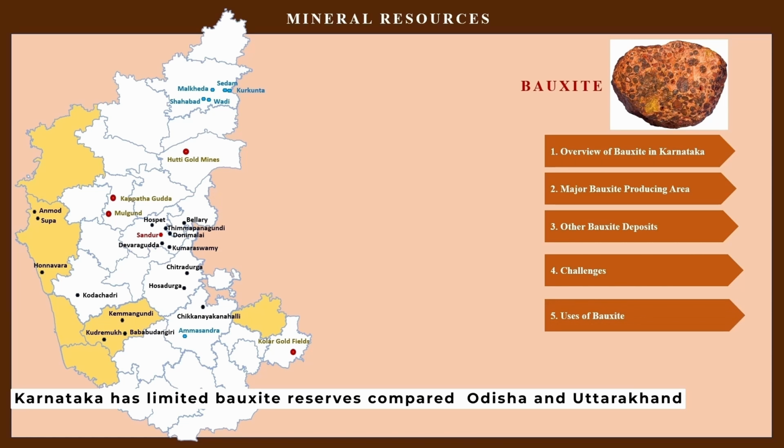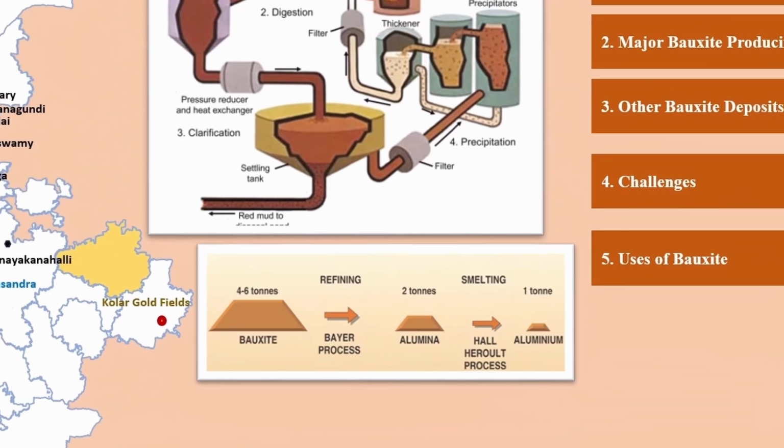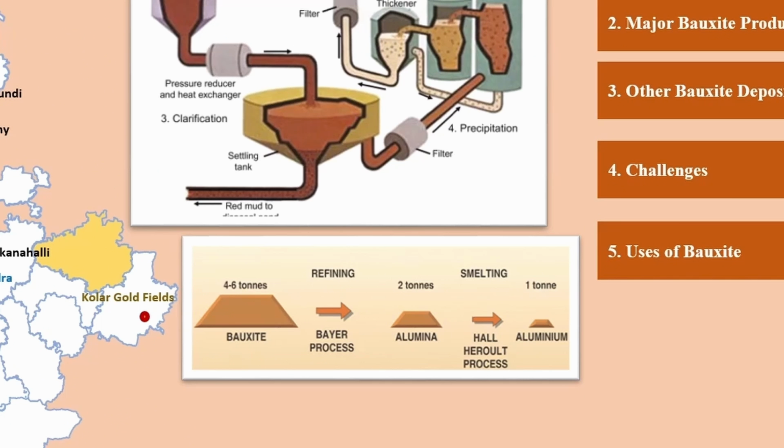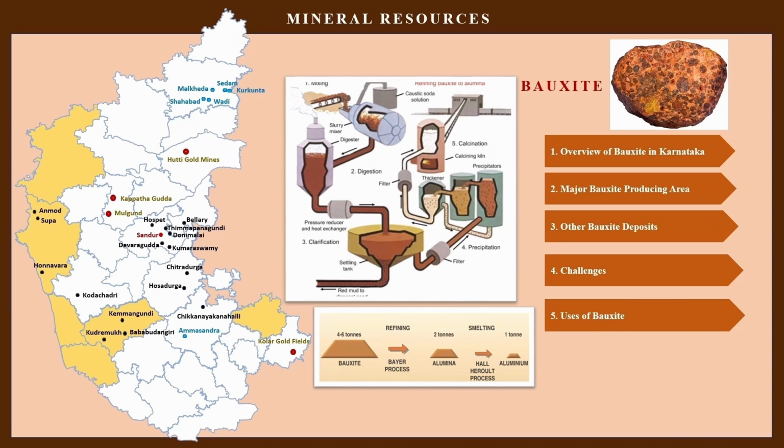What are the uses of bauxite? As I told, the primary use is aluminium production. So we follow a procedure known as the Bayer process, as you can see here, which separates the aluminium oxides from the impurities. Then the alumina that comes out is smelted using electrolysis to produce aluminium metal. So this is the process from where bauxite ore we produce aluminium.